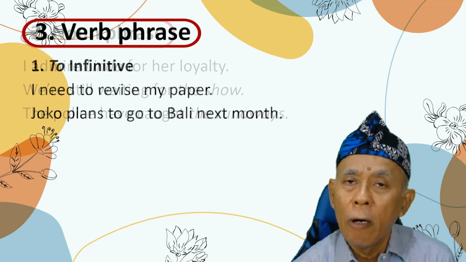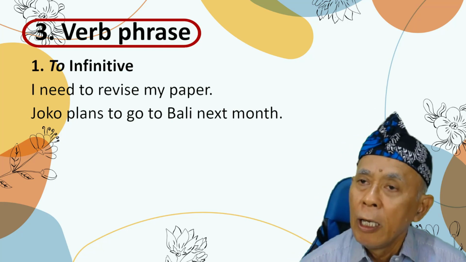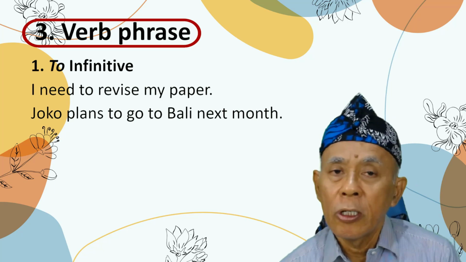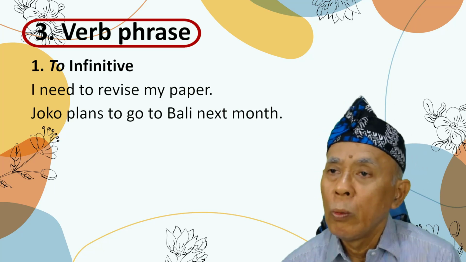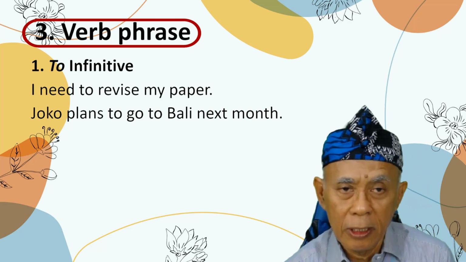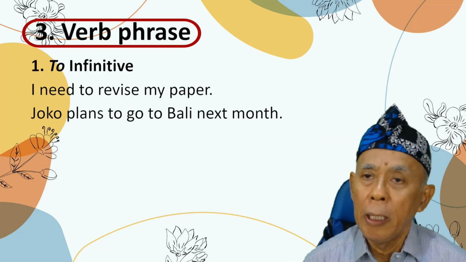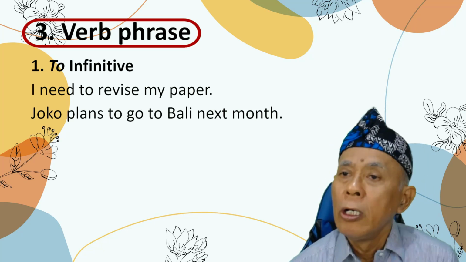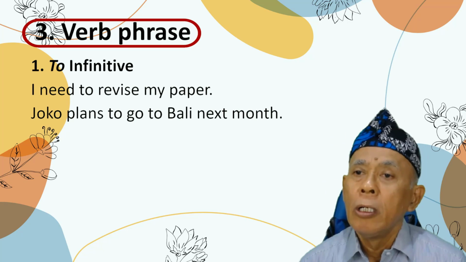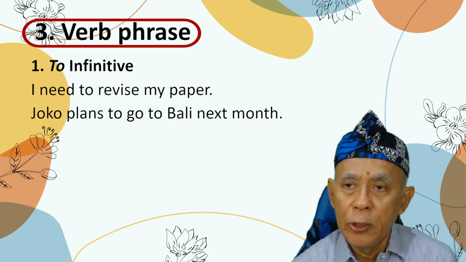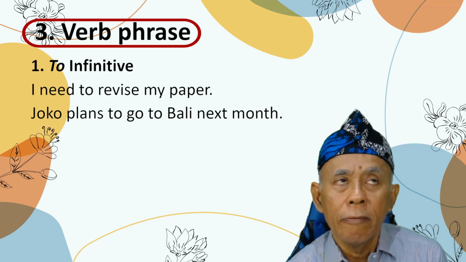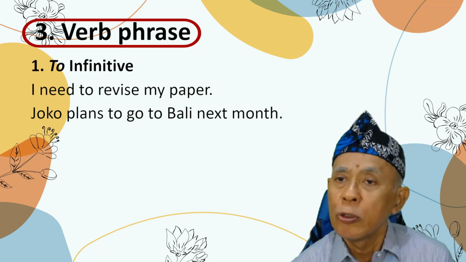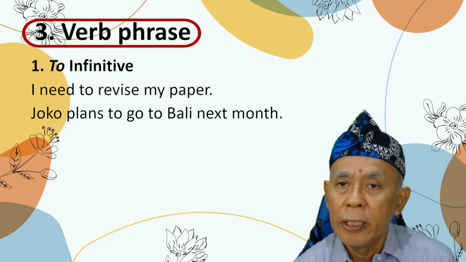The third form of an object is a verb phrase. We have two kinds of verb phrase. The first is the to infinitive. We have a sentence like, I need to revise my paper. To revise my paper here is the object of need. John plans to go to Bali next month. To go to Bali next month is the object of plans. So the first form of a verb phrase is the to infinitive, to plus stem: to revise my paper, to go to Bali next month.